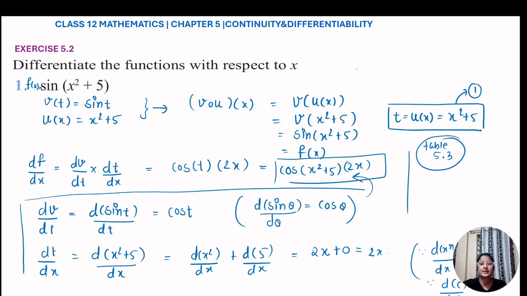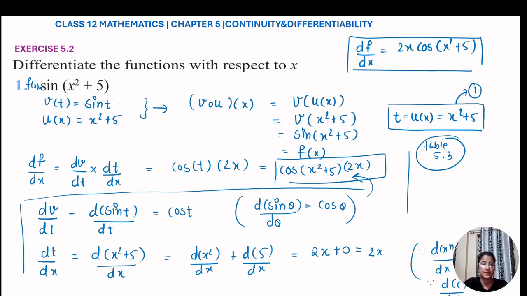If I write it here completely, our differentiation, the derivative of f with respect to x, comes out to be 2x multiplied by cos of x square plus phi. This is our differentiation of the function, right? We are done with our first question. And as you can see, we are just finding the differentiation by using the chain rule.